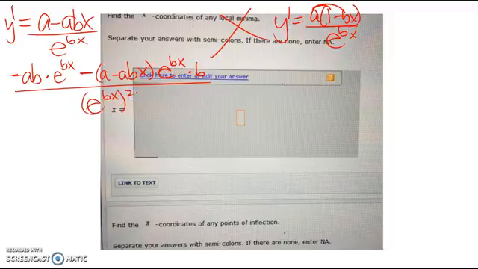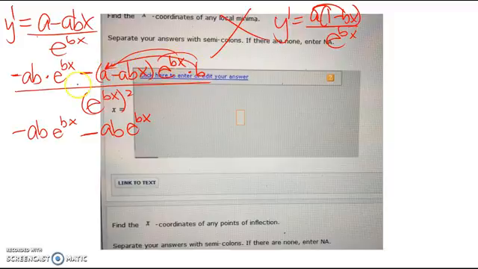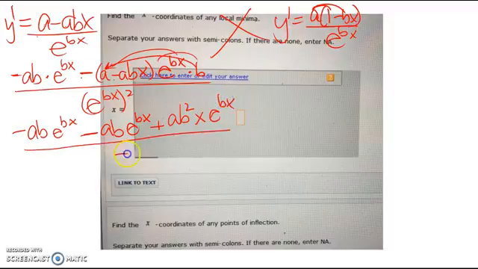So let's do some work. Notice this is a minus ab e to the bx, right? That's the distribute across here, and then here I'm going to have minus, a minus means plus, a b squared x e to the bx. So far so good, right?